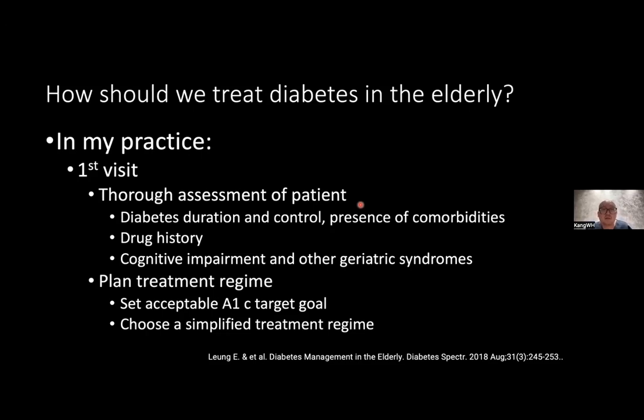Okay, so a thorough assessment as usual. And then, of course, we need to ask, how's the memory? So sometimes the family will say, oh, memory is poor. Cannot remember where he put his things. Or sometimes they say, oh, very good. Can still remember how much I owe him money, etc.